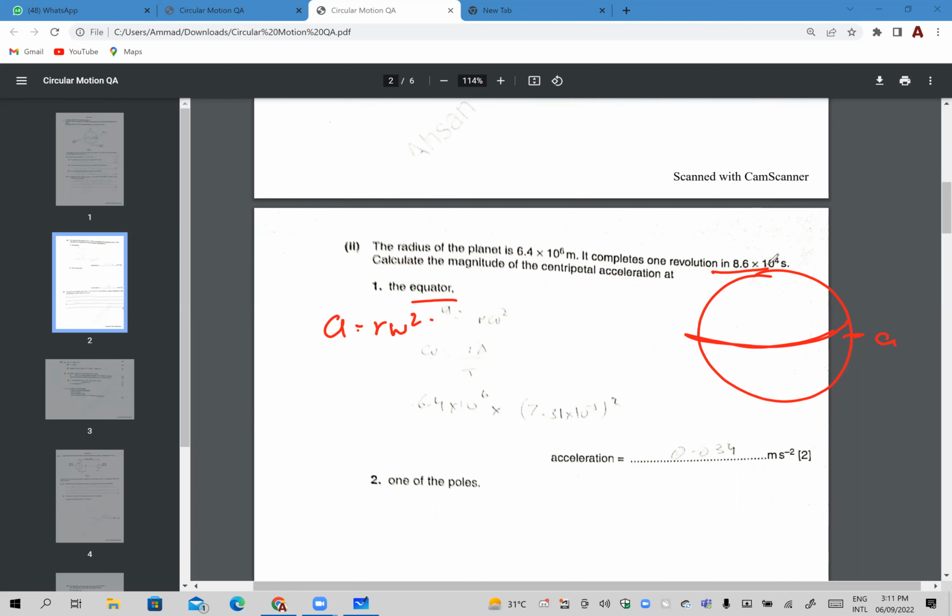Now tell me, by looking at the information, which formula should we choose and how should we move towards the centripetal acceleration?